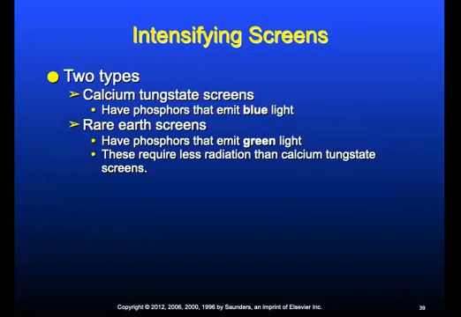There are two types of intensifying screen: a calcium tungstate screen and a rare earth screen. Calcium tungstate screens have phosphors that emit blue light, while rare earth screens are green sensitive, so they emit green light. These rare earth screens require less radiation than calcium tungstate screens.